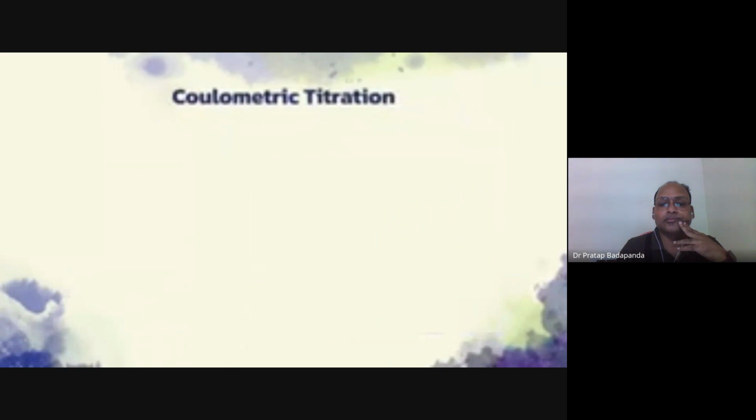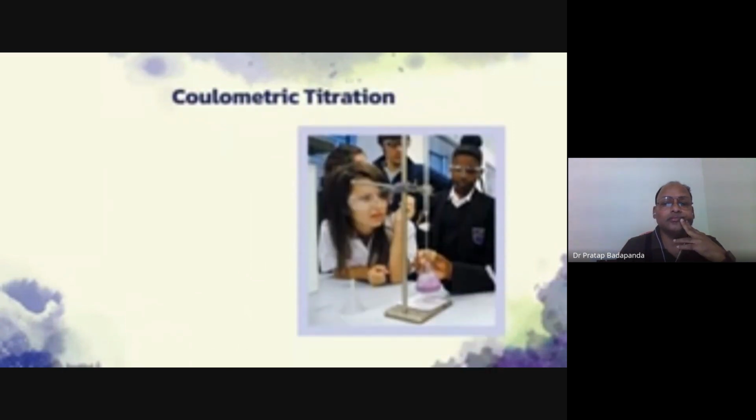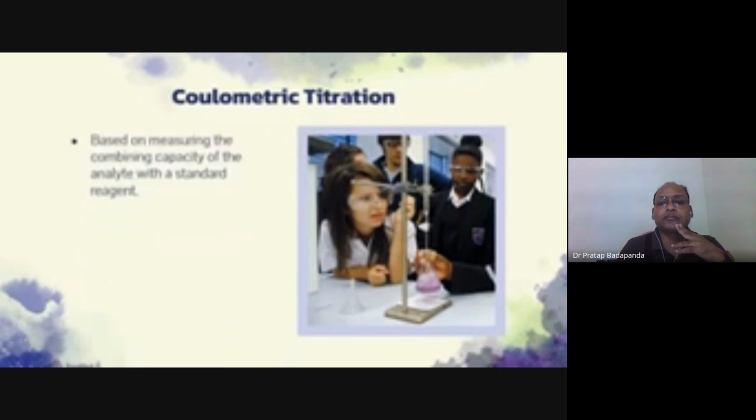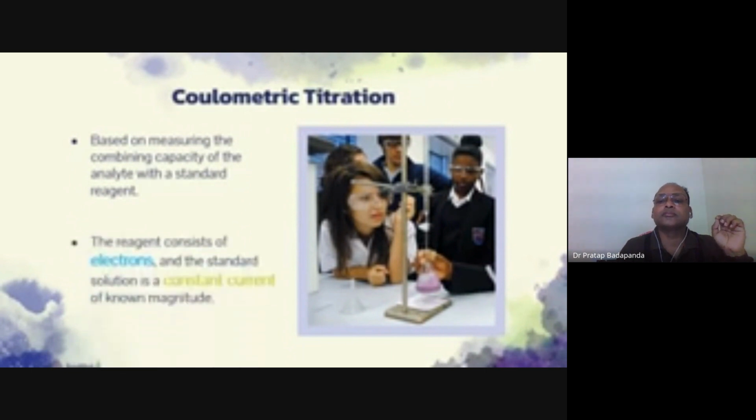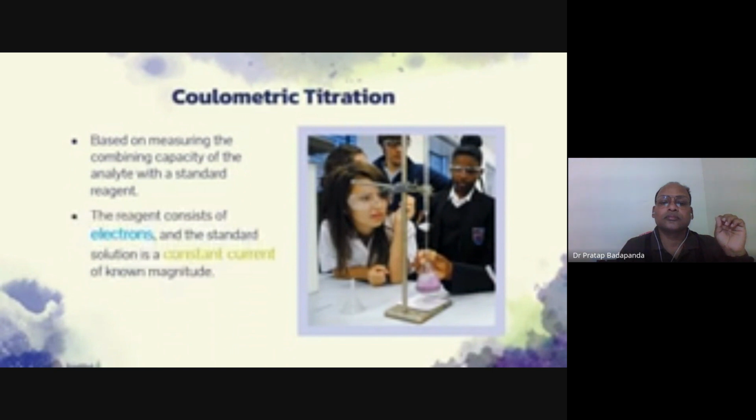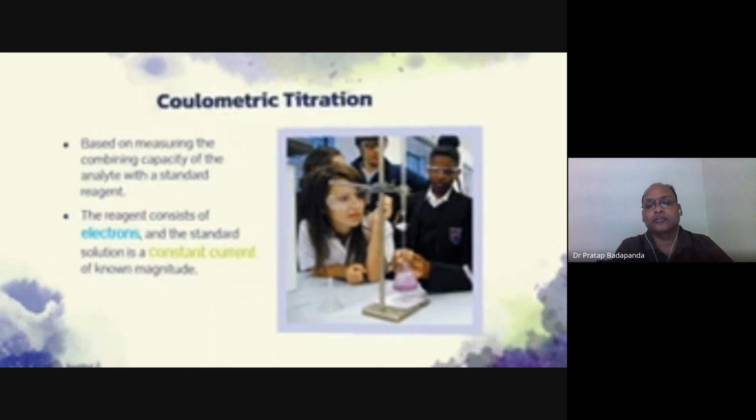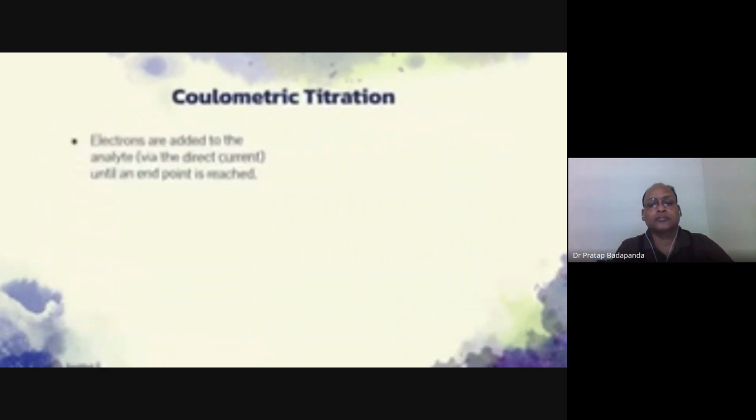Coulometric titrations are similar to other titrimetric methods, in that the analyses are based on measuring the combining capacity of the analyte with a standard reagent. In the coulometric procedure, the reagent consists of electrons, and the standard solution is a constant current of known magnitude. Electrons are added to the analyte via the direct current, or to some species that immediately reacts with the analyte, until an endpoint is reached.